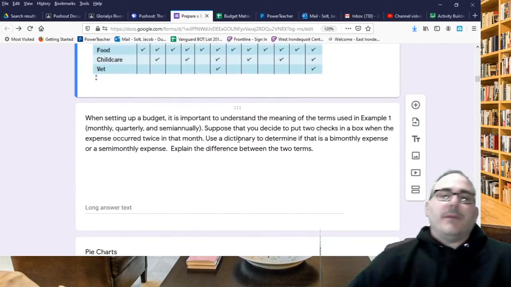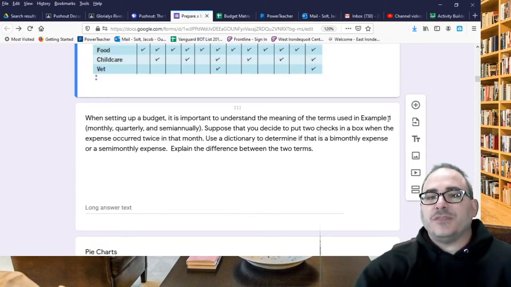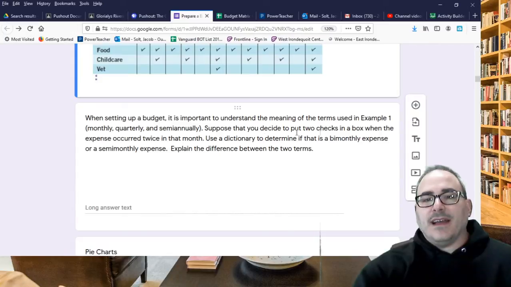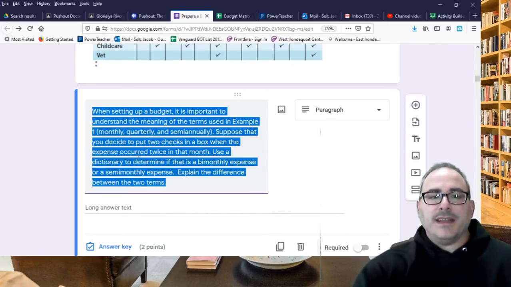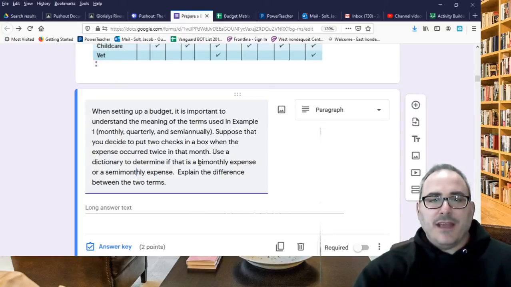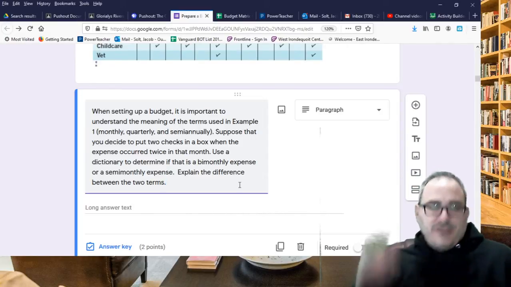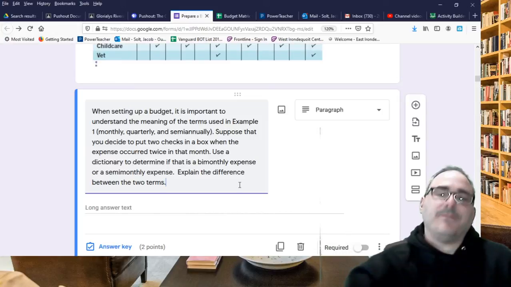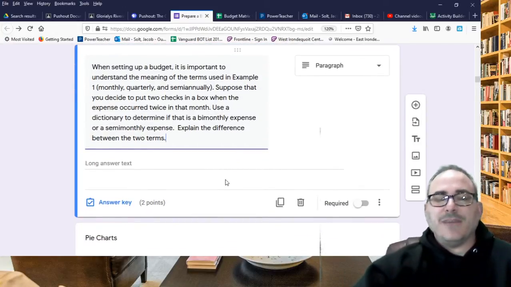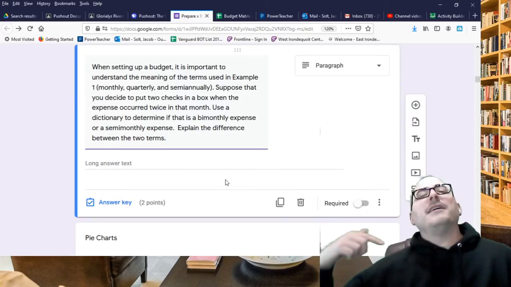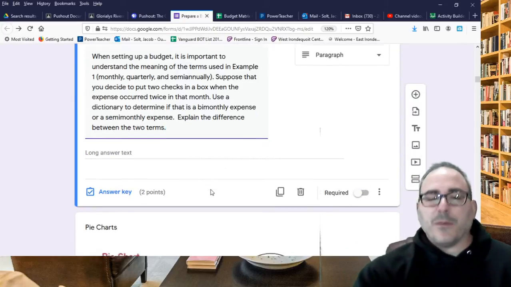And then when setting up a budget, it's important to understand the meaning of the terms used in example 1, like monthly, quarterly, semi-annually. And then I want you to kind of look up these 2 things. I'm not going to do it for you. I want you to look up what semi-monthly would mean versus bi-monthly. And I want you to explain to me the difference between bi-monthly and semi-monthly. All right, so I want you to go on Google. I want you to look this up and just try to explain this. I feel like I could explain it to you, but it'd be better if you had to kind of puzzle this through on your own. I think that'll be more productive.